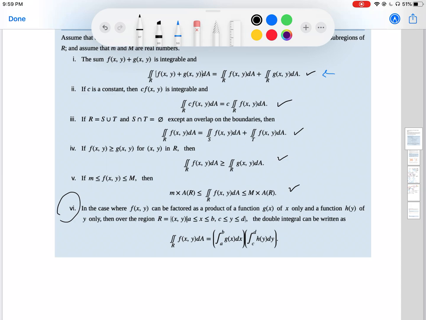In the case where f of x comma y can be factored as a product of a function g of x only and a function h of y only, then over the region R equal to x comma y, with x bounded from a to b and y bounded from c to d, the double integral can be written. And notice what happens.